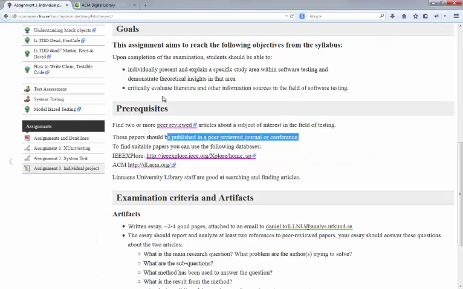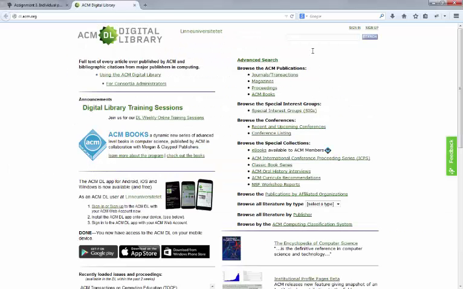And I've given you 2 databases here, IEEE Xplore and ACM. And you have access to these databases through the university. So you need to be online on the university's net in order to access these. But let's look at the ACM, for instance.